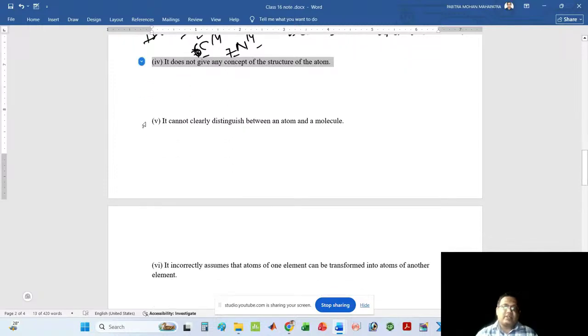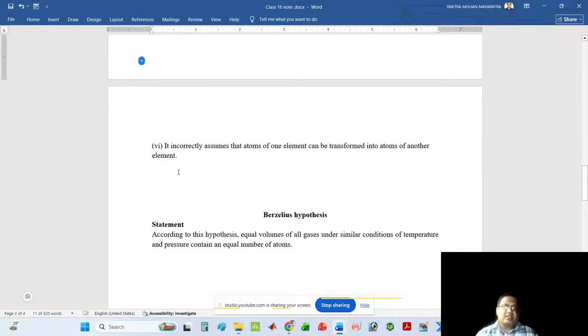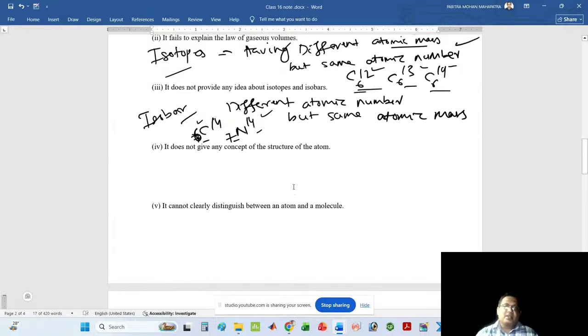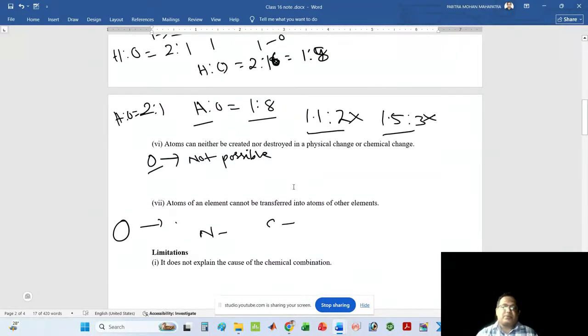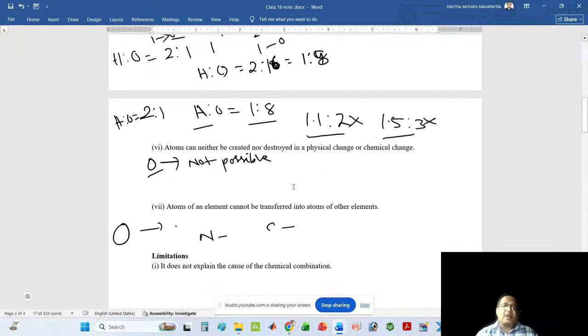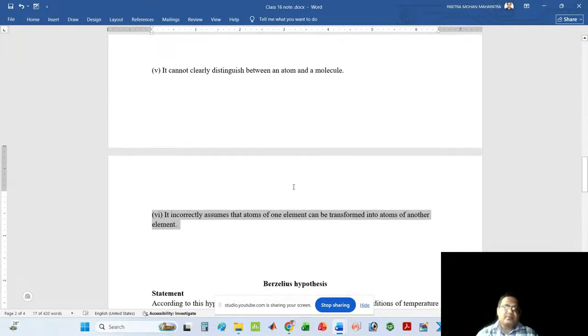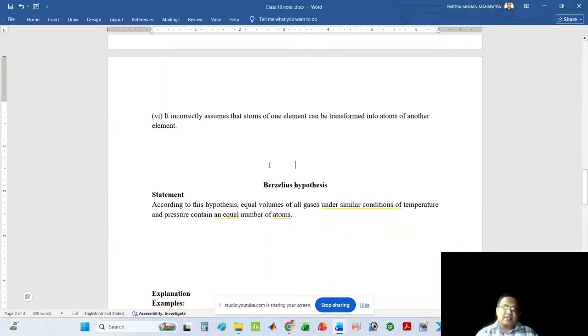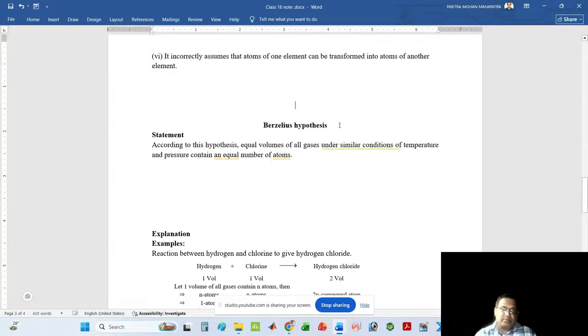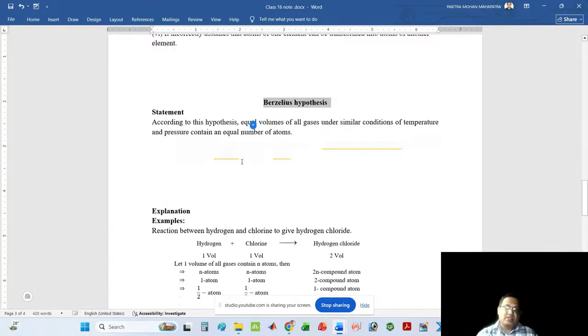Next, it cannot clearly distinguish between atoms and a molecule. Next, it incorrectly assumes that atoms of one element can be transformed into atoms of another element. These are a few limitations of Dalton's atomic theory. Next, I will explain a new concept, that is the Berzelius hypothesis.